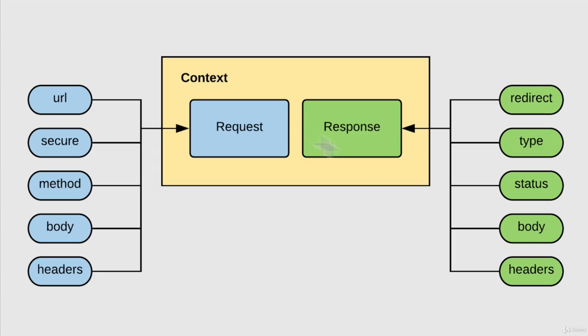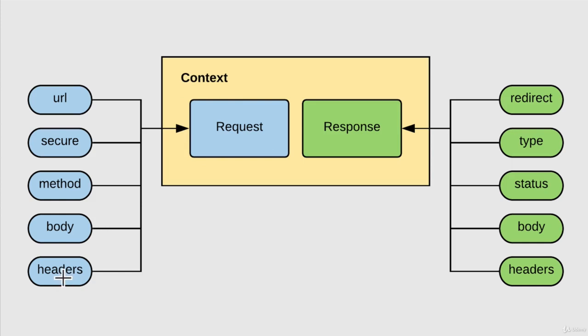So I can do context.response.headers.set, and then I could get the header that I just set. Whereas on the request, the data is read-only, because the request that has been made by the client is already set in stone. So we could only do context.request.headers.get to see, for example, the content type of that request.